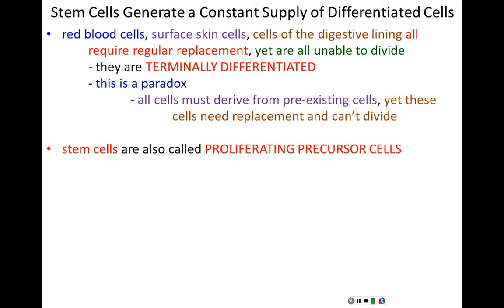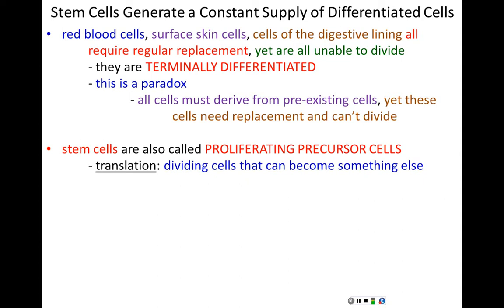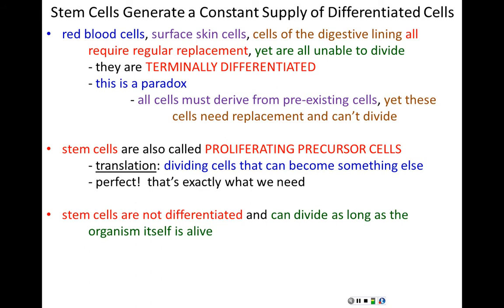Stem cells are also called proliferating precursor cells. And to translate that term, what we mean is that stem cells are dividing cells, proliferating, dividing cells that can become something else. They are the precursors for another cell type. Well, that sounds good. That's what we need. We need to make new cells. We need cells that can divide. But we need those new cells that we make to become something else, and that's good. That's what these precursor cells do. That's what stem cells do.